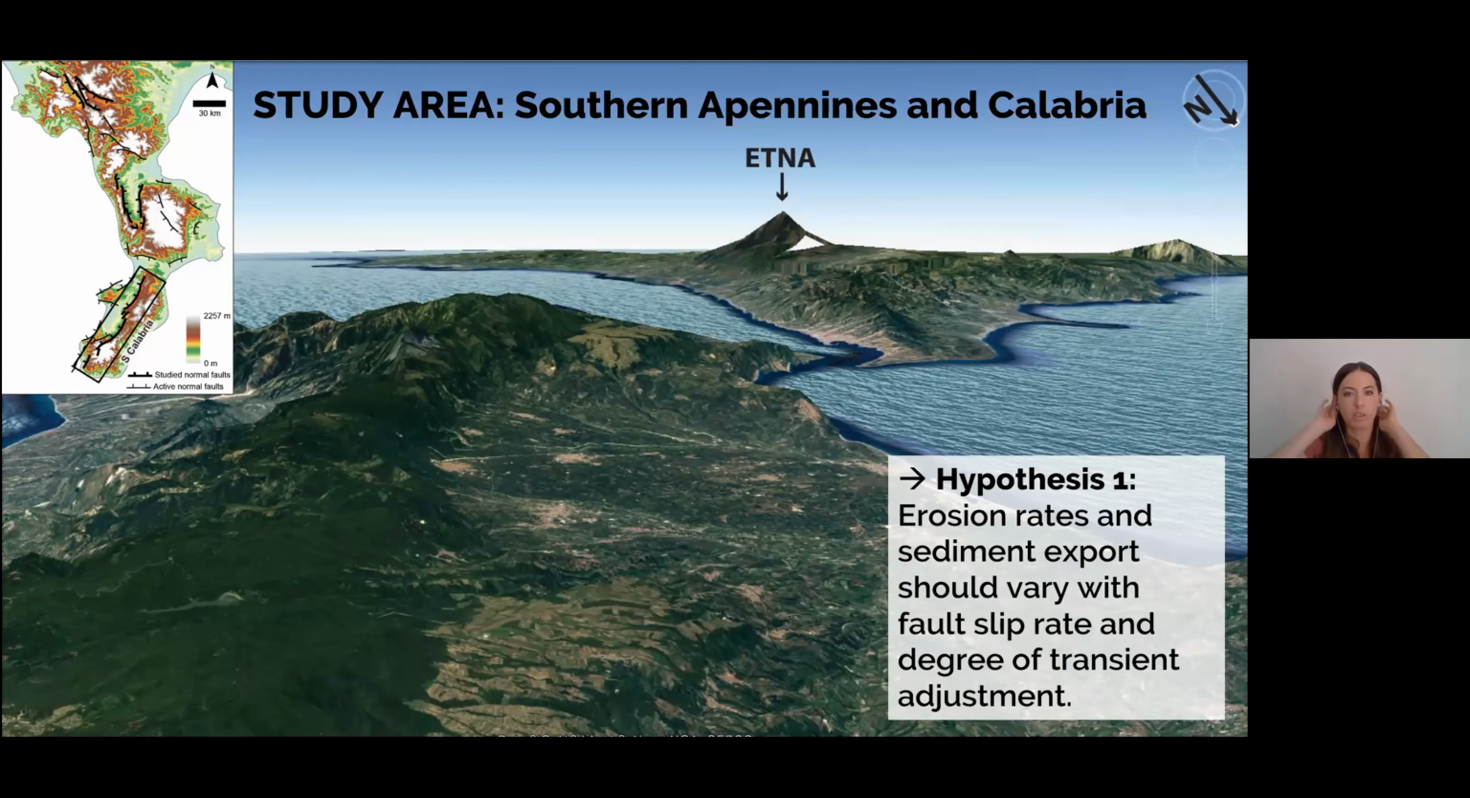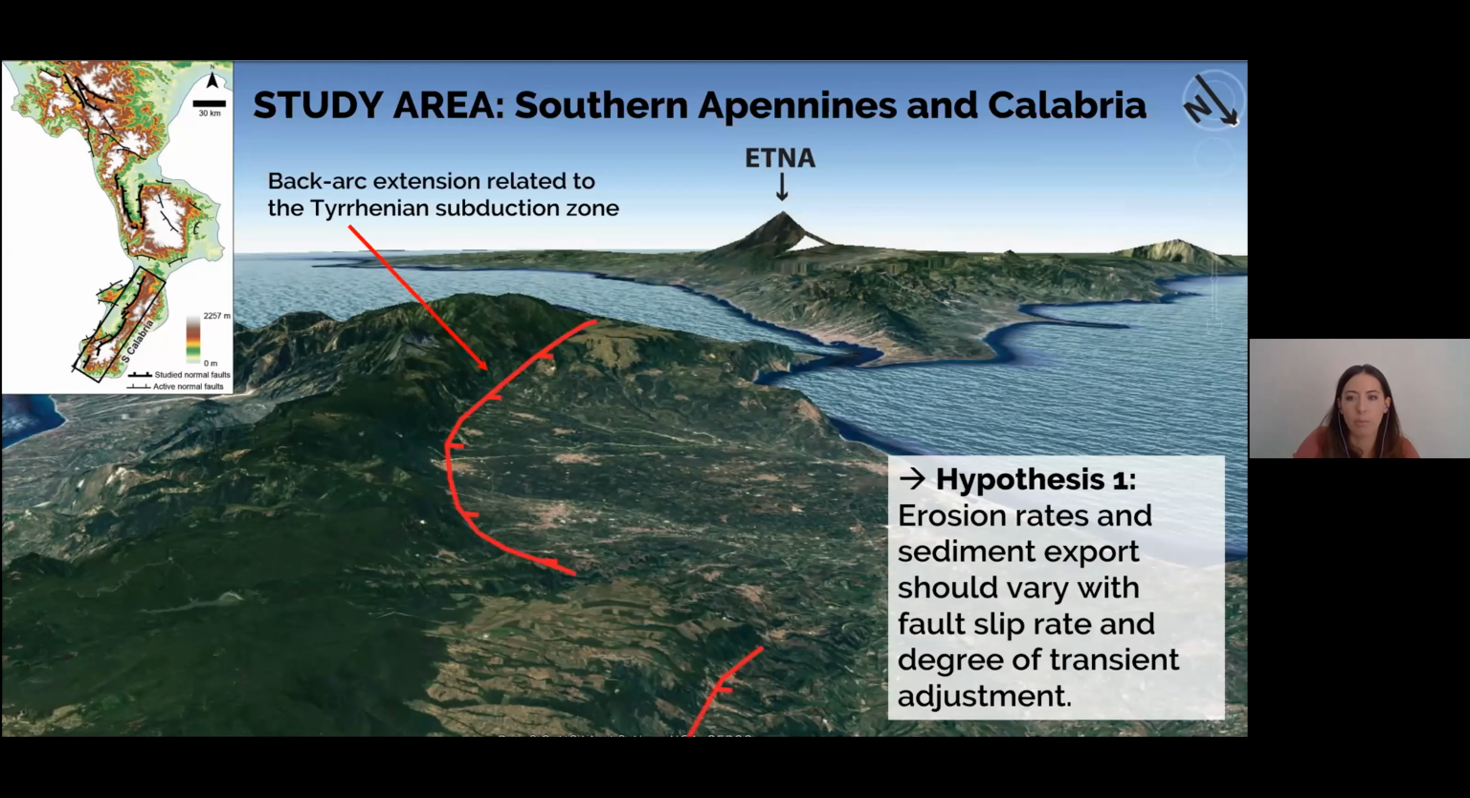Here I'm showing you a Google Earth image of Calabria looking towards the southwest. So this is here, the tip of the boot. And here in the background, you can see Sicily and Mount Etna. So I hope you may have already seen that the landscape here is dominated by normal faults that are the result of back-arc extension related to the Tyrrhenian subduction zone.